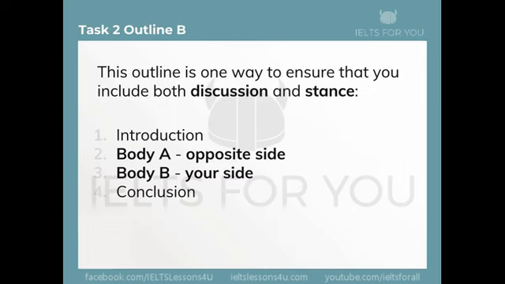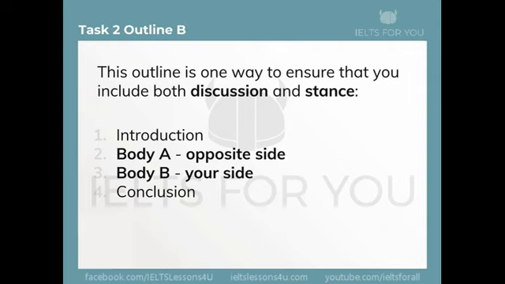Okay, so Task 2 Outline B is an outline that you can use to ensure that you include both discussion and stance. And it's very simple. You start with an introduction. Of course, you finish with a conclusion, but look at the body paragraphs.